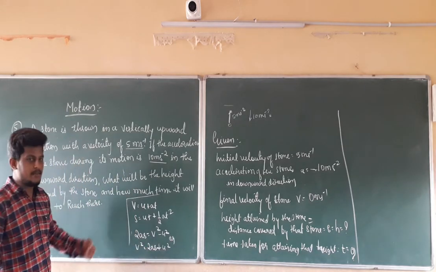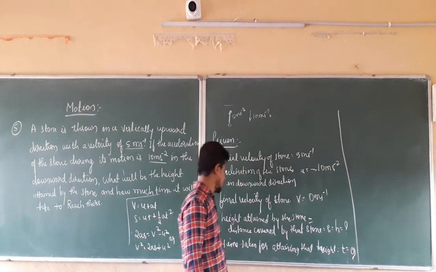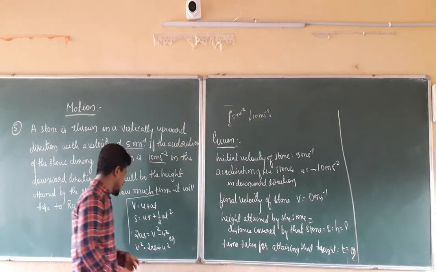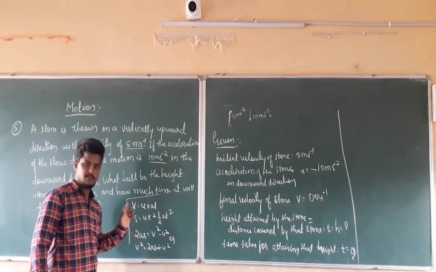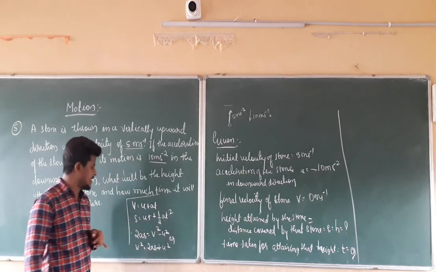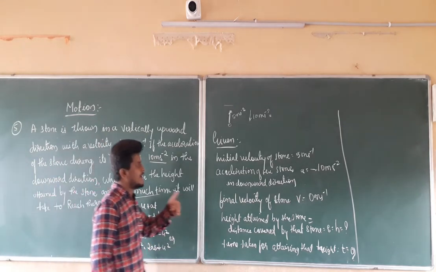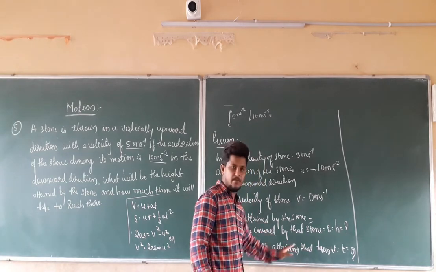Now, from these equations, we have to calculate the height attained by this stone, the distance covered, that is S. So we have to take two equations for identifying the total distance covered. When we check the first, S equal to UT plus half AT square, there is no data given for time.